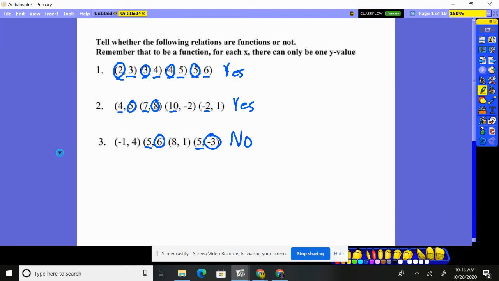So for every x, you can only get one y value out. And in this one, when we plugged in 5, we got 2 different answers out. That means it is not a function.